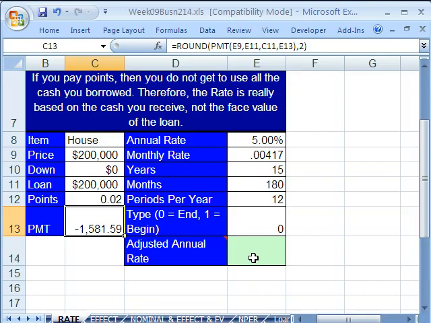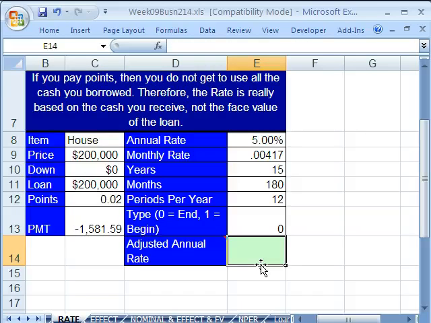However, when we calculate our adjusted annual rate, it looks like we had an annual rate of 5%. When we calculate our adjusted annual rate, we can't use this 200,000 because we didn't get to keep that 200,000. They took 2% of it up front. So when calculating the rate, you have to use 200,000 and subtract 2%, which we'll do as 200,000 times 1 minus 0.02, which is 0.98.